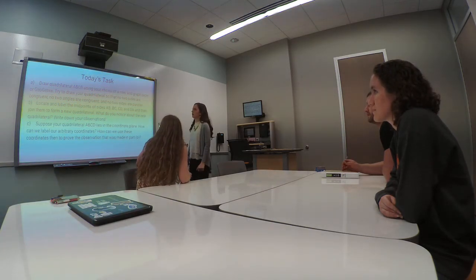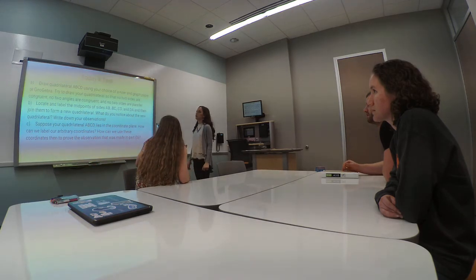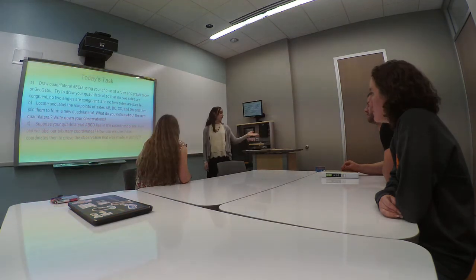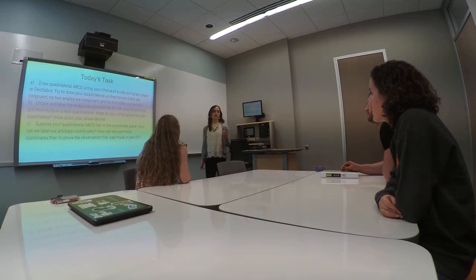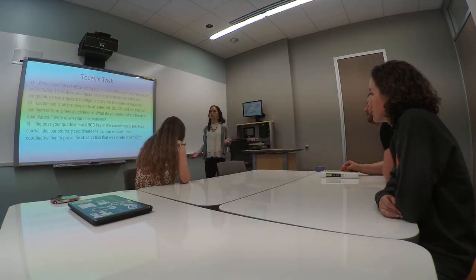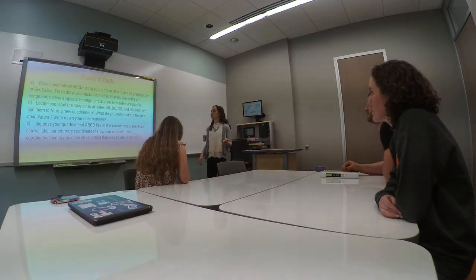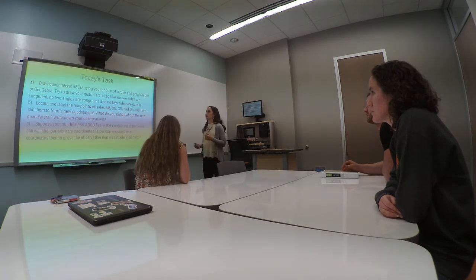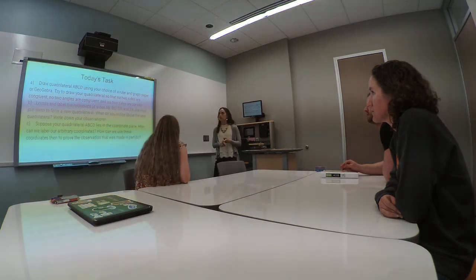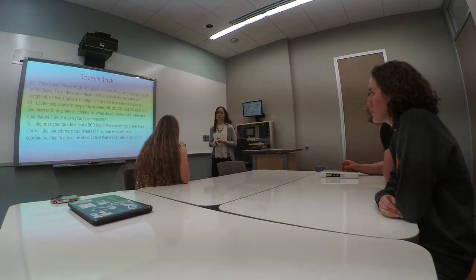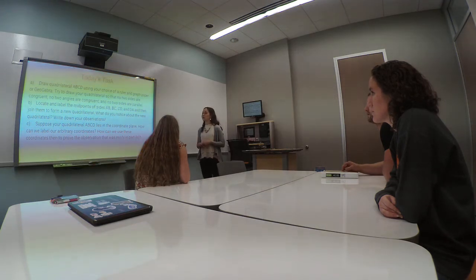So the first thing here: draw a quadrilateral ABCD. You can either use your choice, I have graph paper and rulers up here, or if you have a device, you can use GeoGebra if you prefer. But I want you to try to draw the quadrilateral so that no two sides are congruent, no two angles are congruent, and no two sides are parallel.